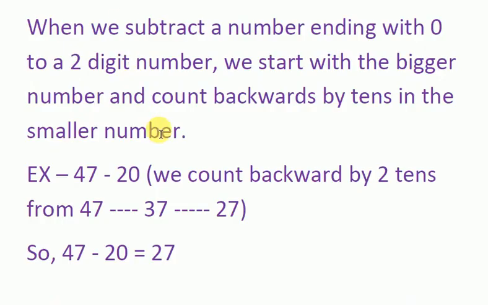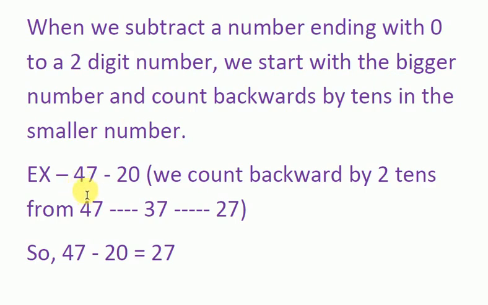First, let us subtract two-digit numbers ending with a 0. Now, see, when we subtract a number ending with 0 from a two-digit number, see this number 20 is ending with 0. So, we are subtracting 20 from 47. 47 is a two-digit number. So, how do we have to do it? We have to start with the bigger number and count backwards by tens in the smaller number.